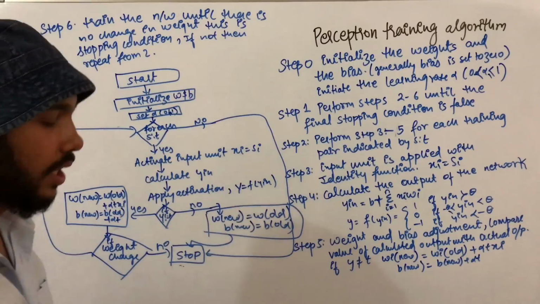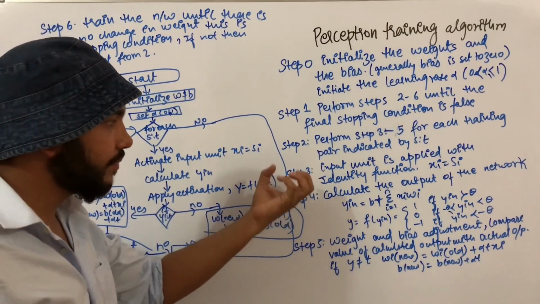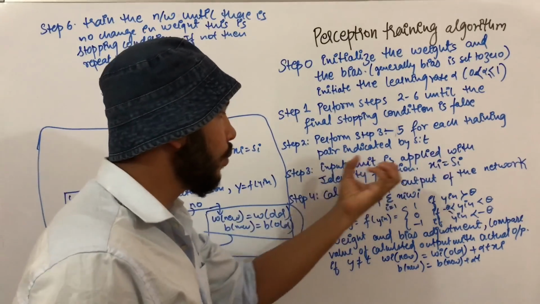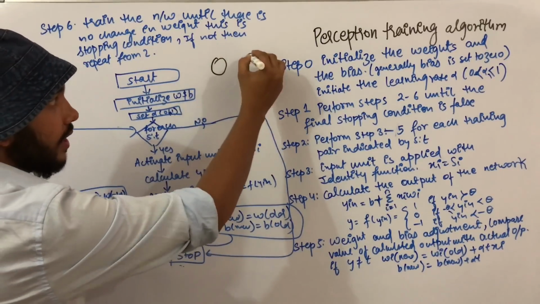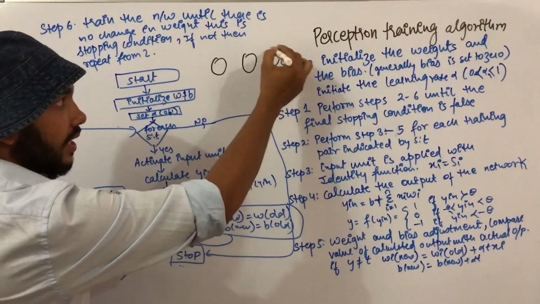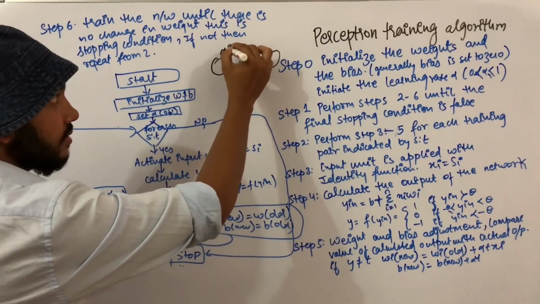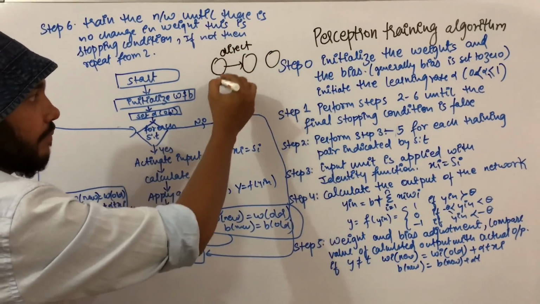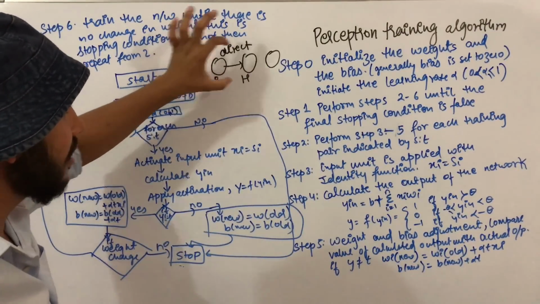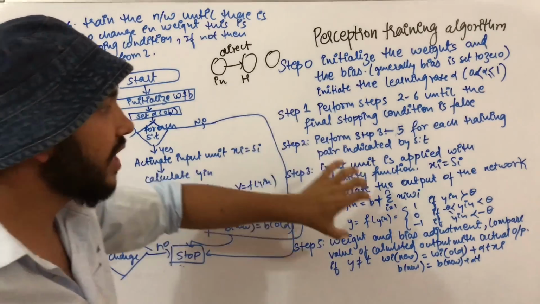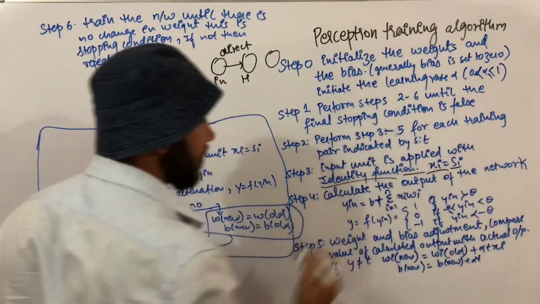Here s:t is the input to output pair. Step 3: the input unit is applied with the identity function. We have talked about the input unit, the hidden unit, and the output unit. The weight in the perceptron is a direct weight, that is, there is no updation of the weight between the input unit and the hidden unit. So if we want to apply this direct weight between the input unit and hidden unit, we use the identity function, that is xi equals si.